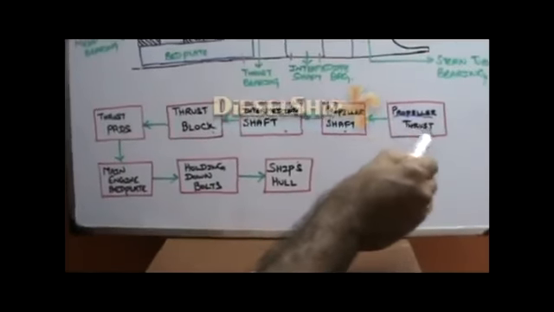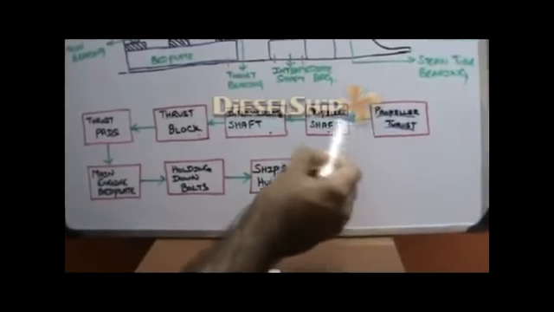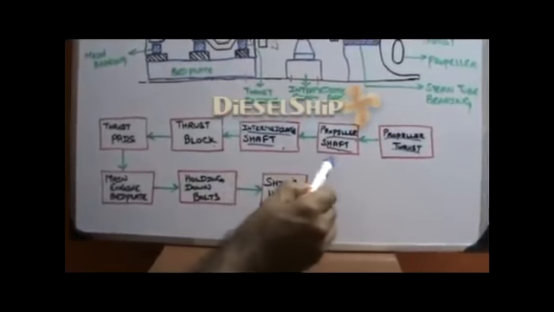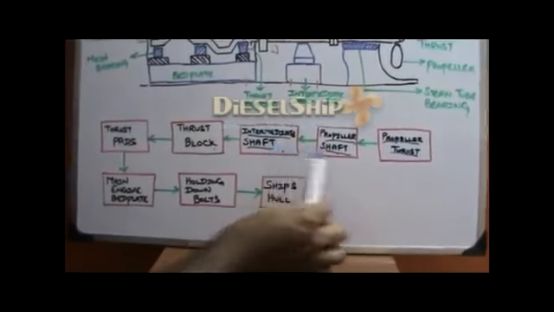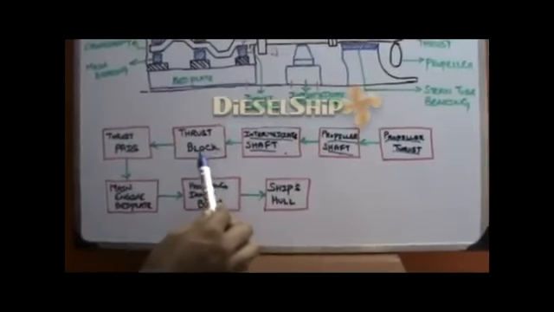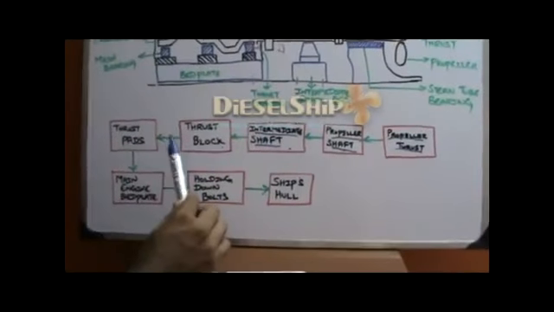As the propeller rotates, it creates a thrust which is called propeller thrust, which is taken up by the propeller shaft, and this is passed on to the intermediate shaft. This happens because the propeller shaft and the intermediate shaft are connected together, and the thrust is further arrested by the thrust block.